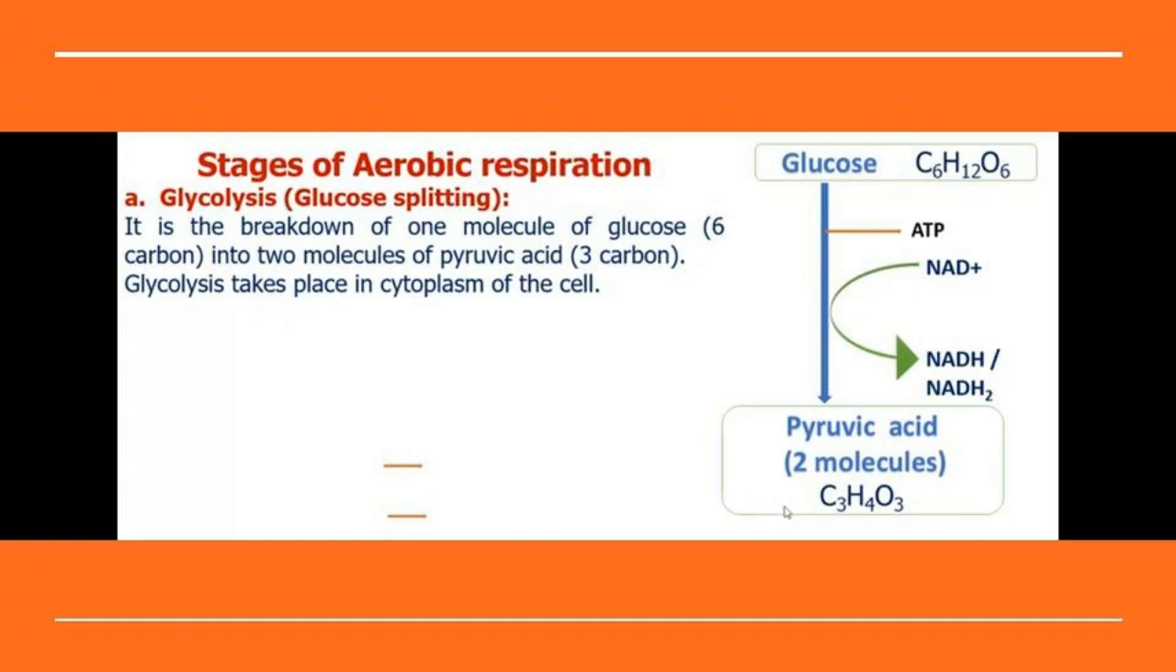Stages of aerobic respiration. First is glycolysis, that is glucose splitting. It is the breakdown of one molecule of glucose, that is 6 carbon, into 2 molecules of pyruvic acid, that is 3 carbon. Glycolysis takes place in the cytoplasm of the cell. It is the first step of both aerobic and anaerobic respiration. You can see this diagram: 6 carbon molecule which divides into 3 carbon molecules. This is the first stage of aerobic respiration, that is glycolysis.